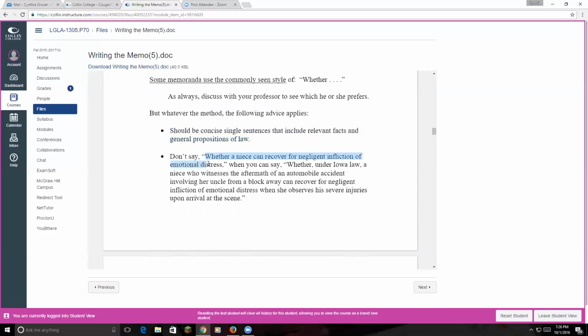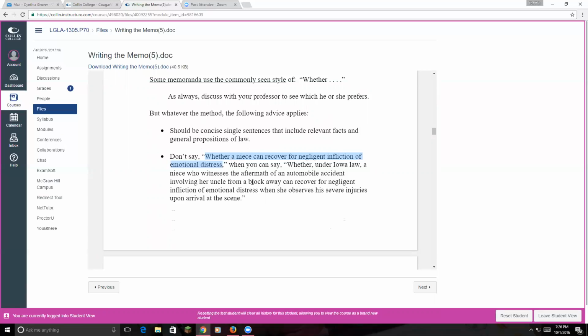Here's an example of an unsuccessful one. Whether a niece can recover for negligent infliction of emotional distress. I don't think a person's status as a niece is dispositive of whether he or she, in this case she, would be eligible for negligent infliction of emotional distress. You need to hear the story. What happened with her relationship with her aunt or uncle that might have caused negligent infliction of emotional distress.